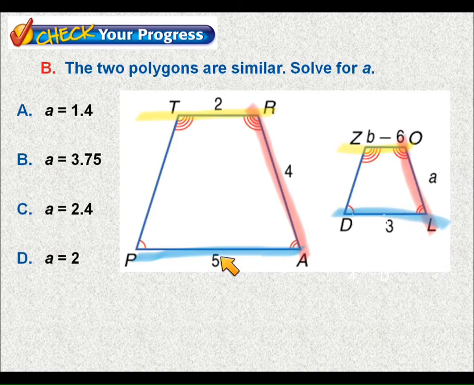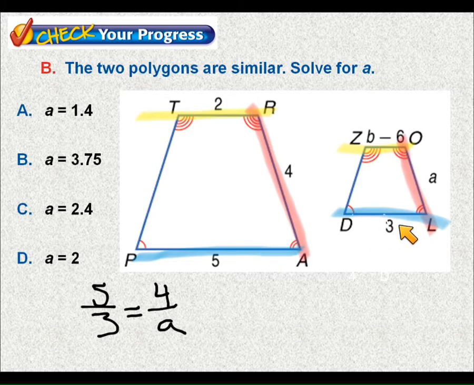Meaning to get from 3 to 5, I have to do the same thing as to get from A to 4. Okay. So I'm going to write a proportion. There's a bunch of different ways you could do this, but I'm going to say 5 to 3 should be the same as 4 to A. Again, this side compared to this side should be the same as this side compared to this side. They should be the same ratio.